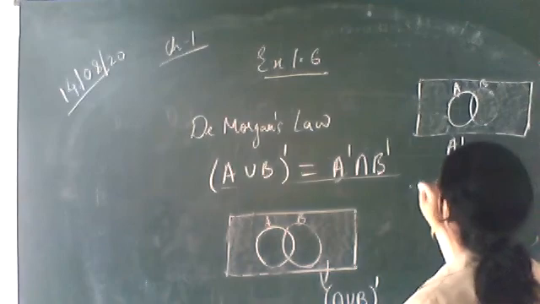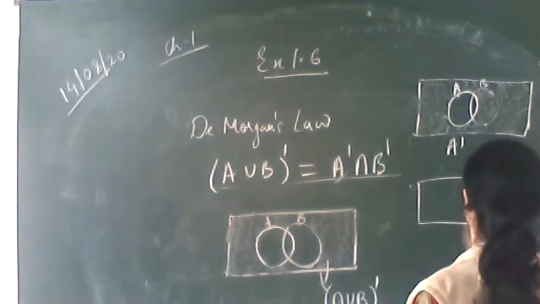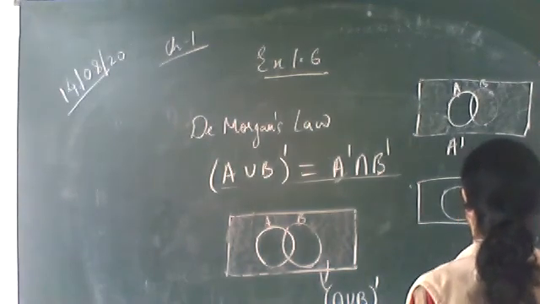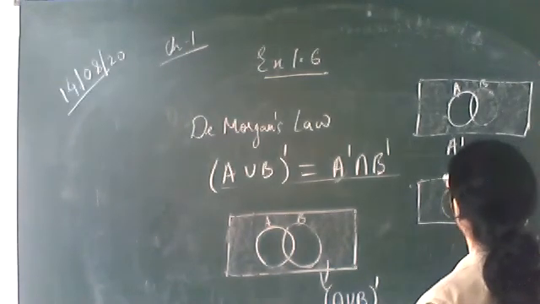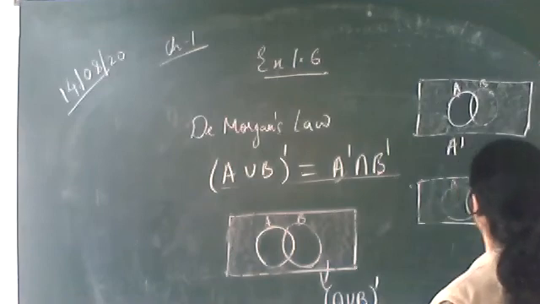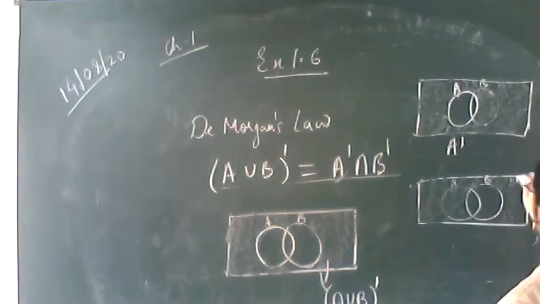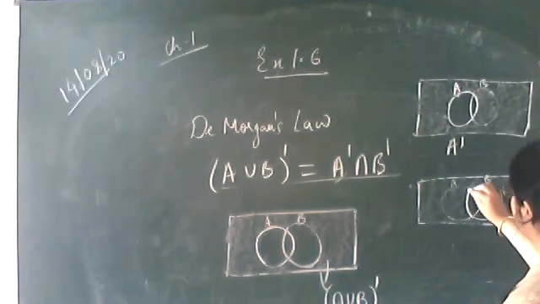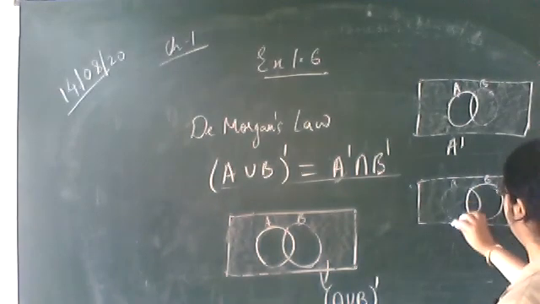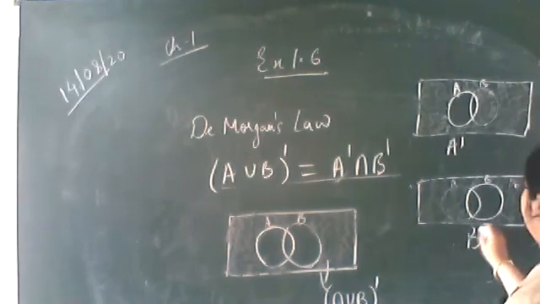This is your A complement. Then come to B complement. Again, this is A, this is B. Now B complement will be all the elements of A also will come. All the elements of B will not come. B complement means leaving B, everything else. So this B will be left and everything else will come. This is B complement.